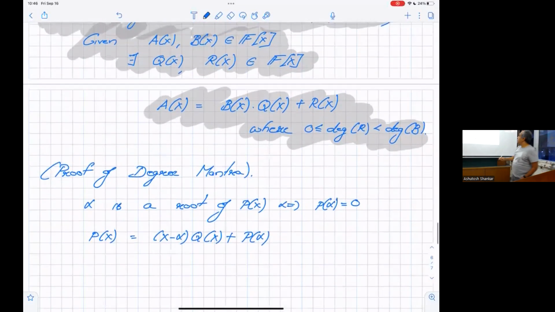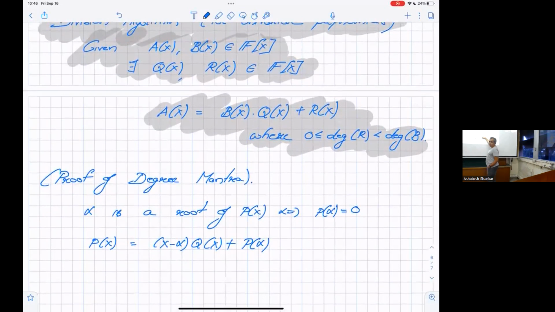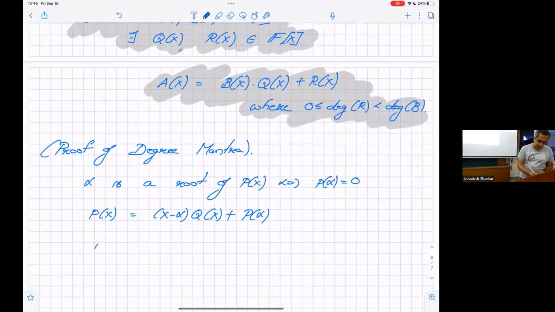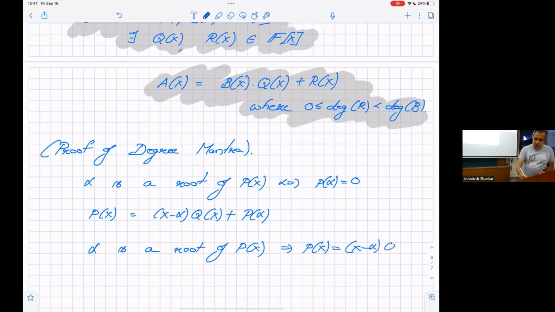So because of the division algorithm, we have this. And now if you reinterpret the statement, it states that if alpha is a root of P of x, then P of x is equal to x minus alpha times Q of x.